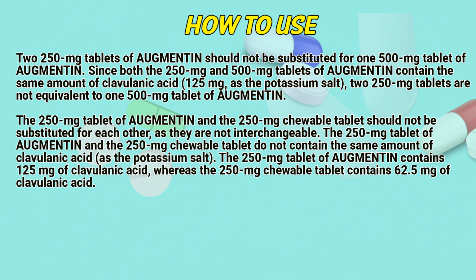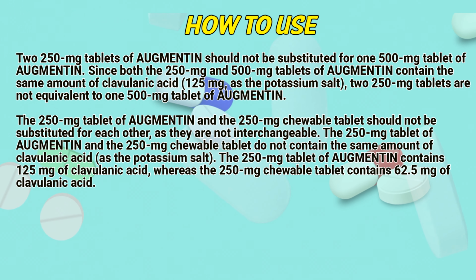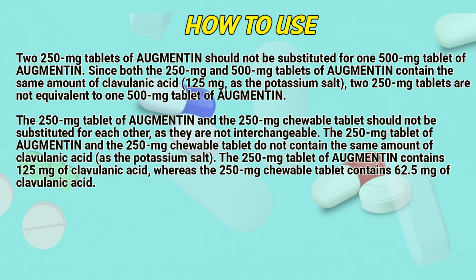Since both the 250 mg and 500 mg tablets of Augmentin contain the same amount of clavulanic acid, 125 mg of the potassium salt, two 250 mg tablets are not equivalent to one 500 mg tablet of Augmentin.